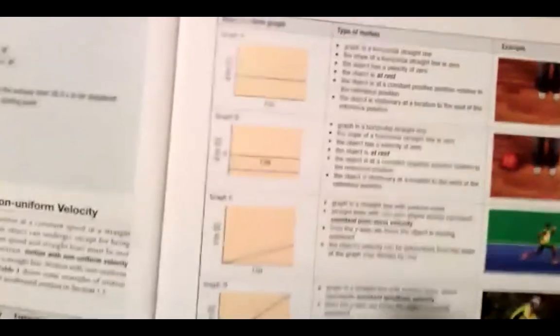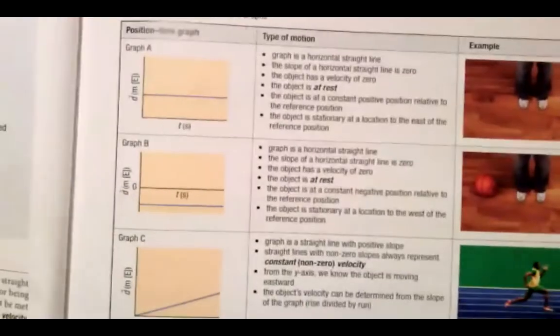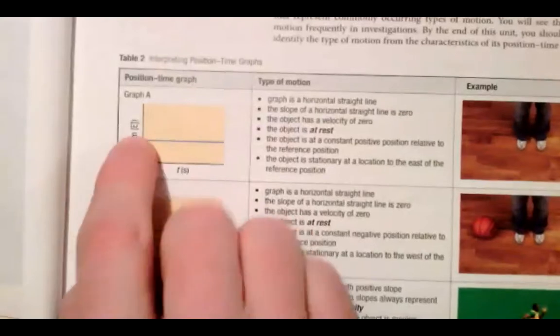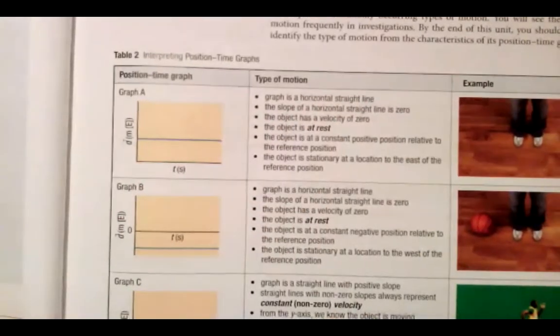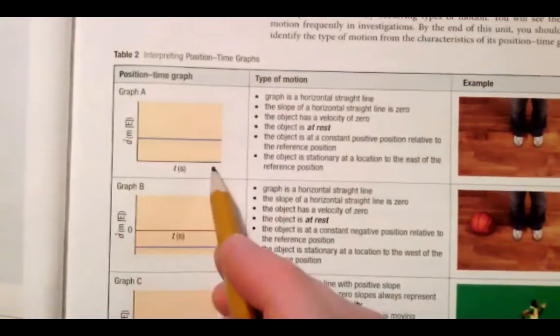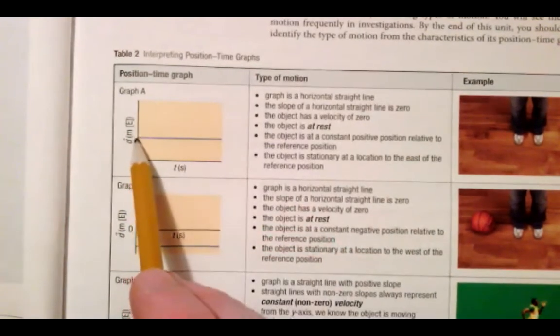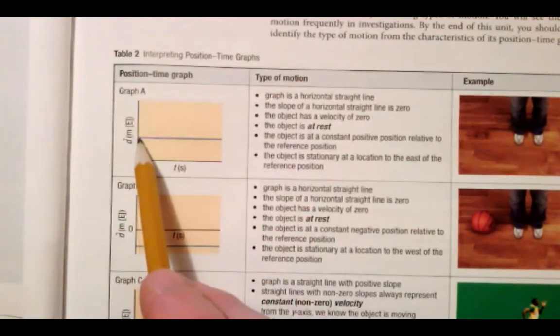So this is the section on interpreting position time graphs. Before, when I referenced a position time graph, time is on the bottom, it's the independent variable. This is the position. The position at whatever it is, this looks like a 4, 1, 2, 3, 4, 5, 6, 7, 8, 9, 10, whatever.